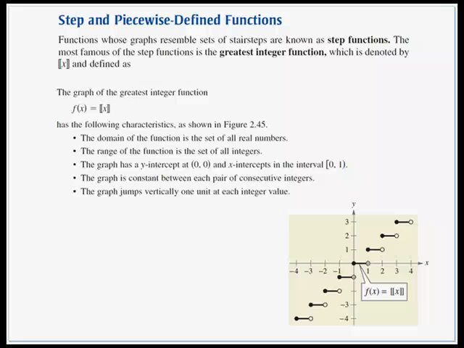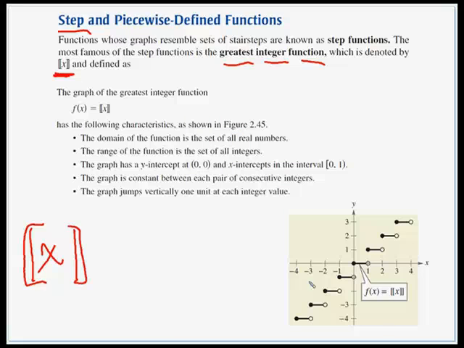Now here's one you might not have seen in pre-calc. A step function. Functions whose graphs resemble a set of steps are known as step functions. The most famous of the step functions is the greatest integer function, which is denoted by this. It almost looks like double absolute value bars, and we have an x in there. We can call that the greatest integer function or the step of x. This graph of the greatest integer function, the step of x, has the following characteristics shown in the graph.